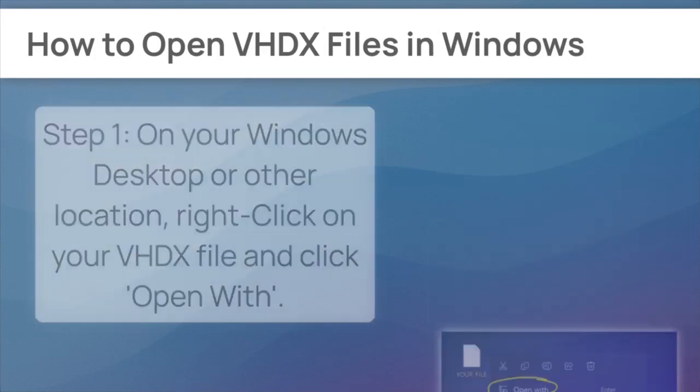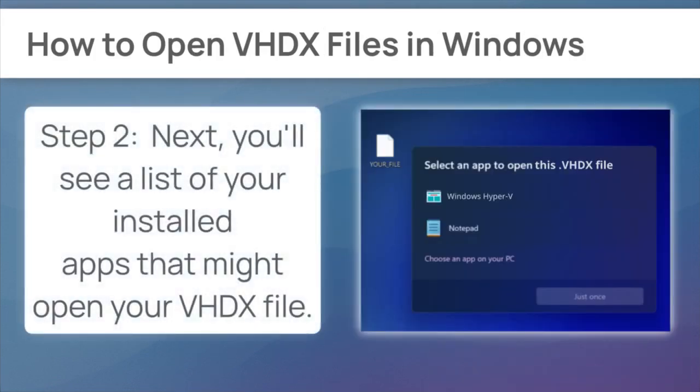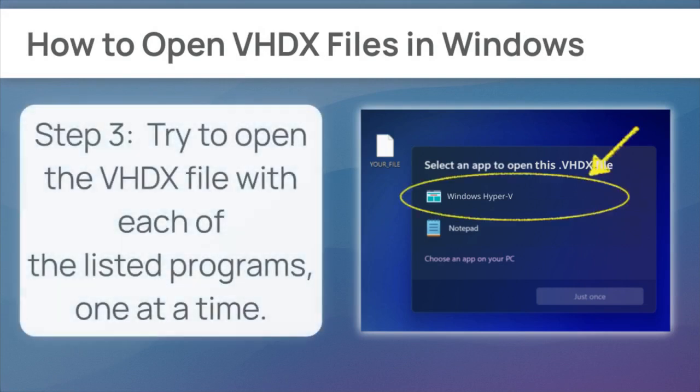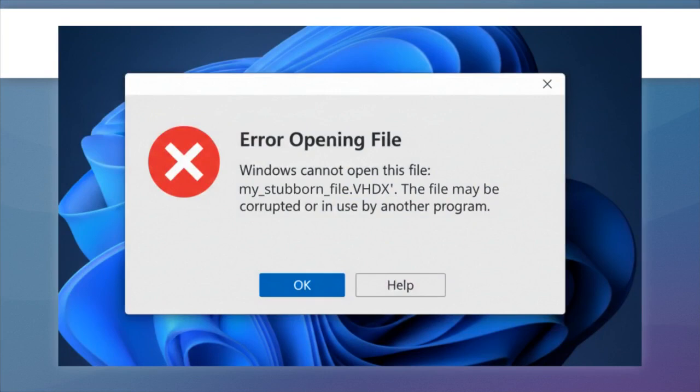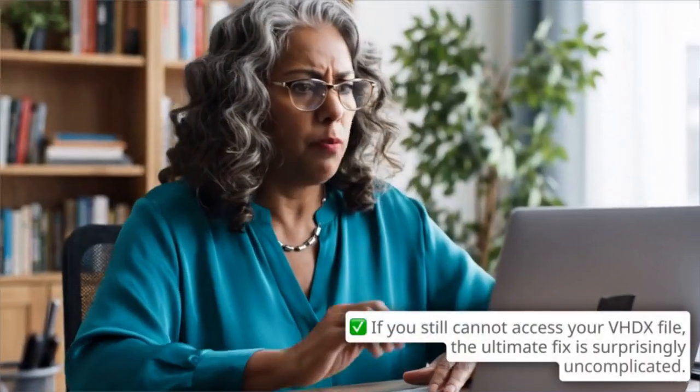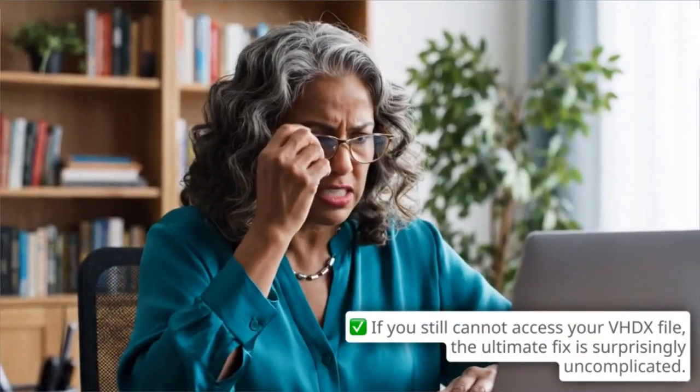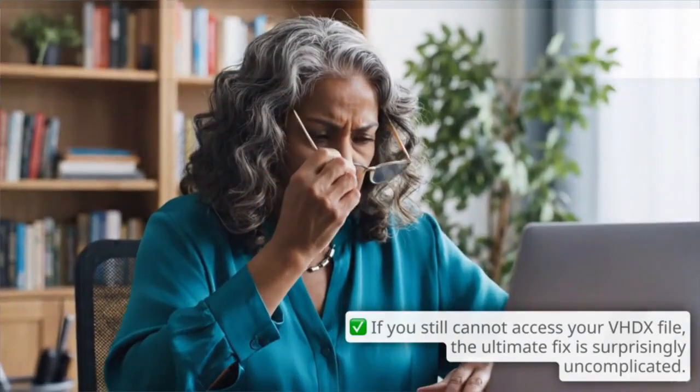Right-click your VHDX file and choose Open With. Start your test with Windows Hyper-V if available. If not, select another listed program and continue trying. If your VHDX file still refuses to open, stay calm. We've established the file is difficult. Take immediate action by running these 3 essential quick troubleshooting procedures.